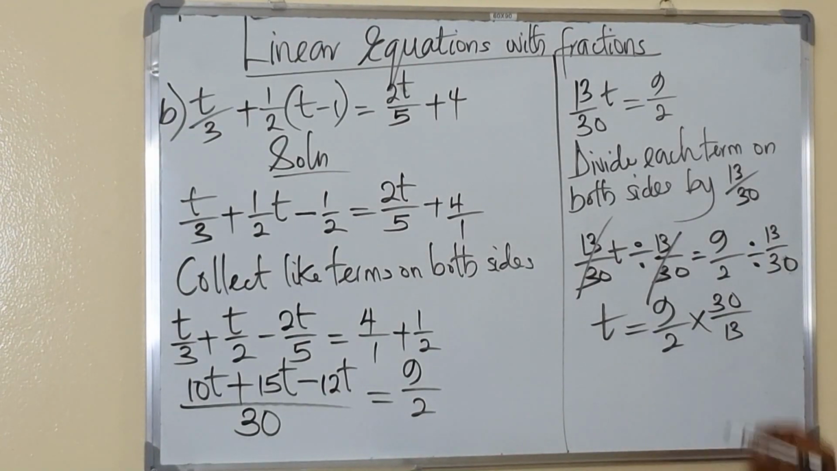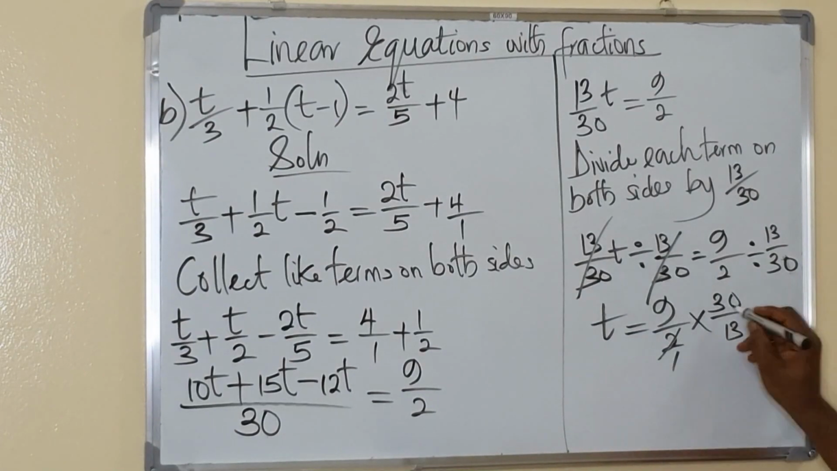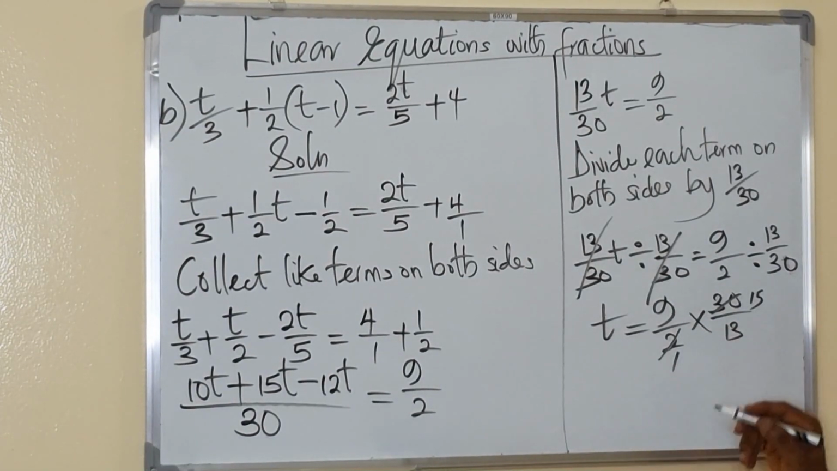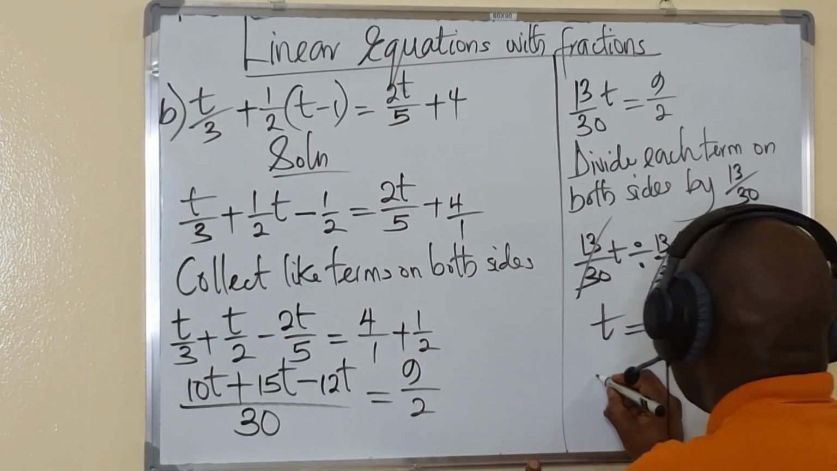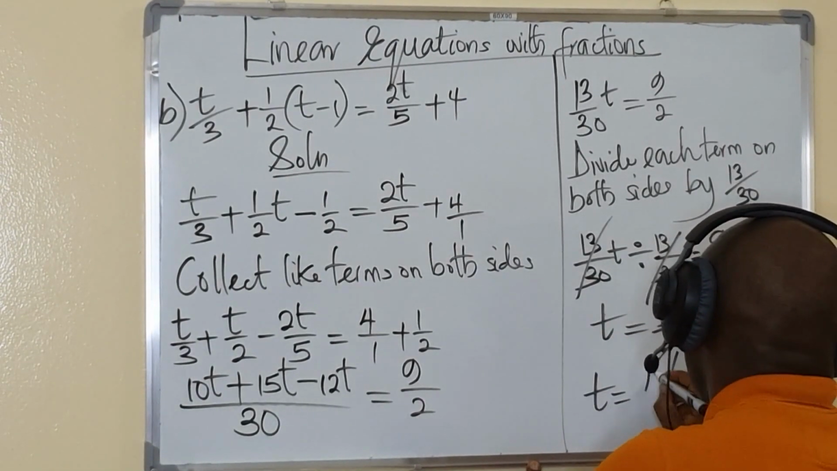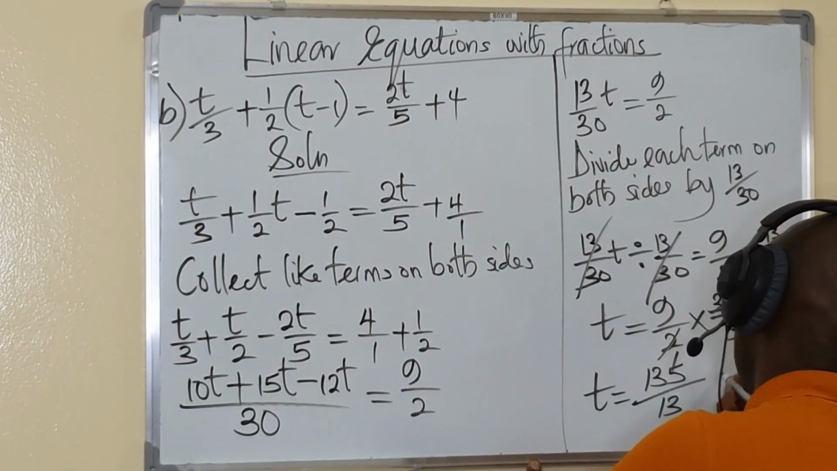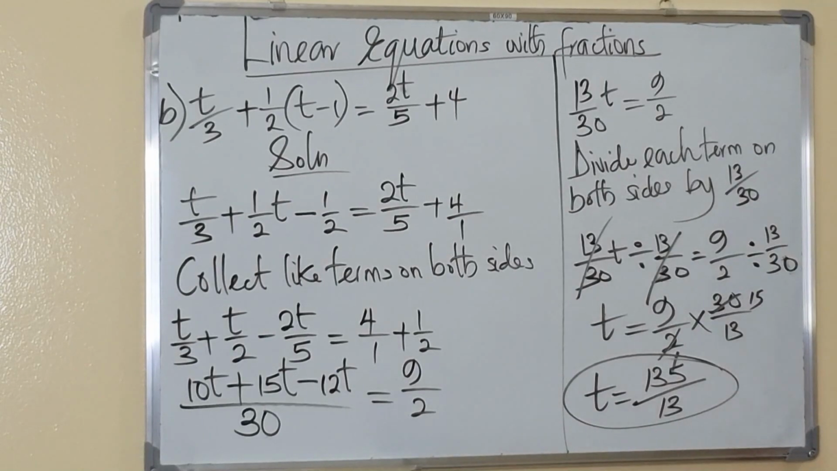Now let's simplify. 2 divided by 2 is 1. 30 divided by 2 is 15. So, can we divide again? No, but we can simplify. 9 times 15 will give us what? That is 150 minus 15, 135. T is equal to 135 on the numerator, all over 13 on the denominator. This is the value of t.